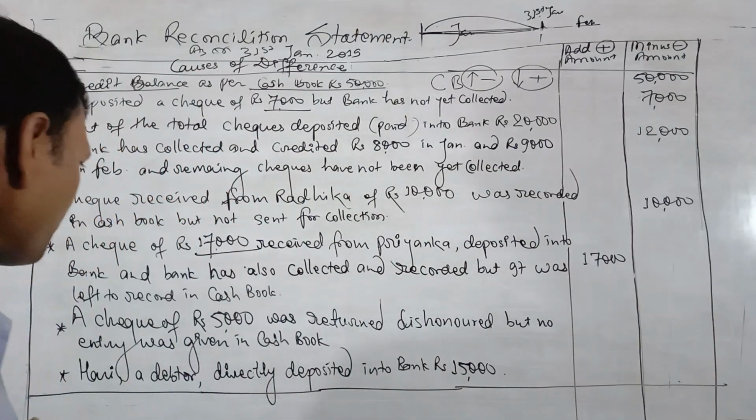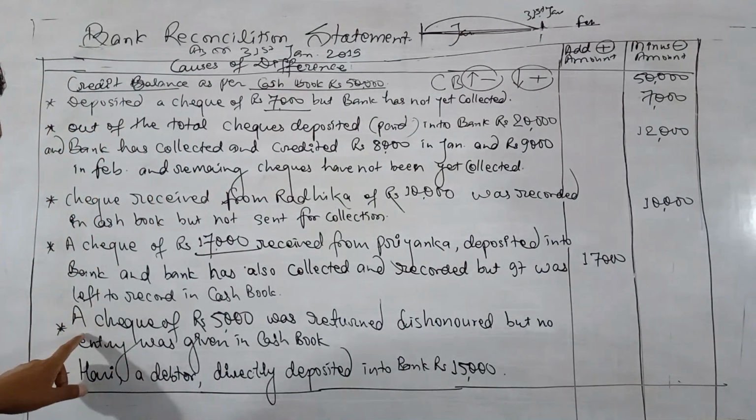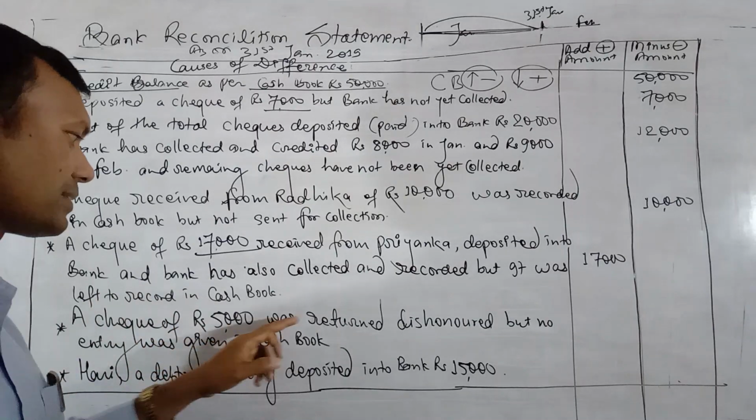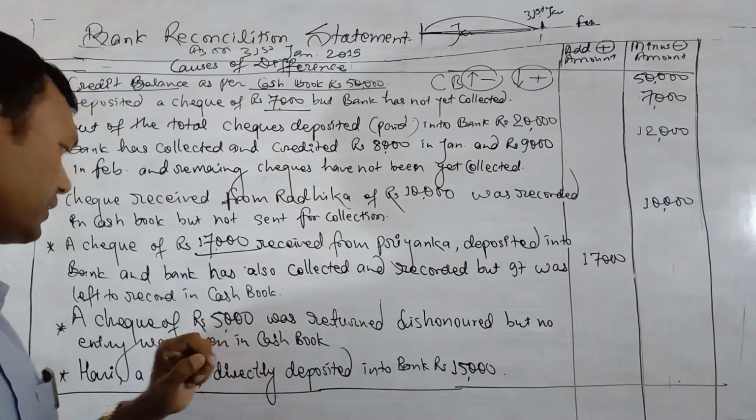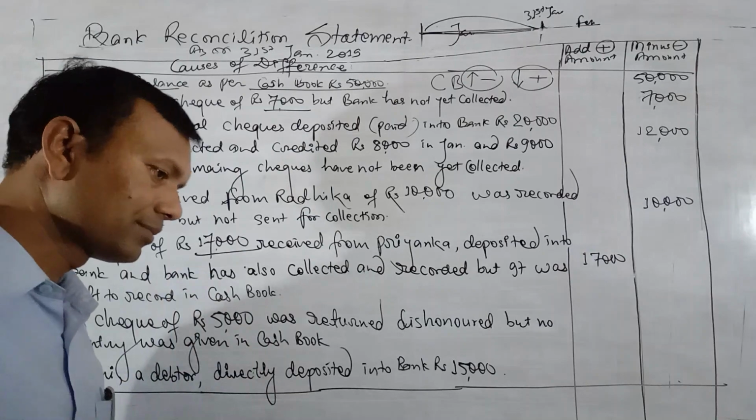Next one. A check of rupees 5,000 was returned dishonored, but no entry was given in the cash book.